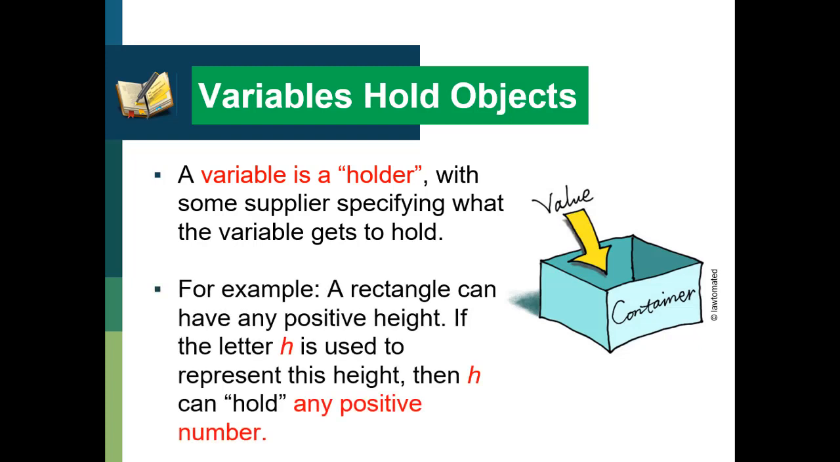For example, a rectangle can have any positive height. If the letter h is used to represent this height, then h can hold any positive number. Since, based on the first statement, a rectangle can have any positive height, if we represent the height with h, then it can hold any positive number. Hence, based on the statement, a variable is indeed a holder.